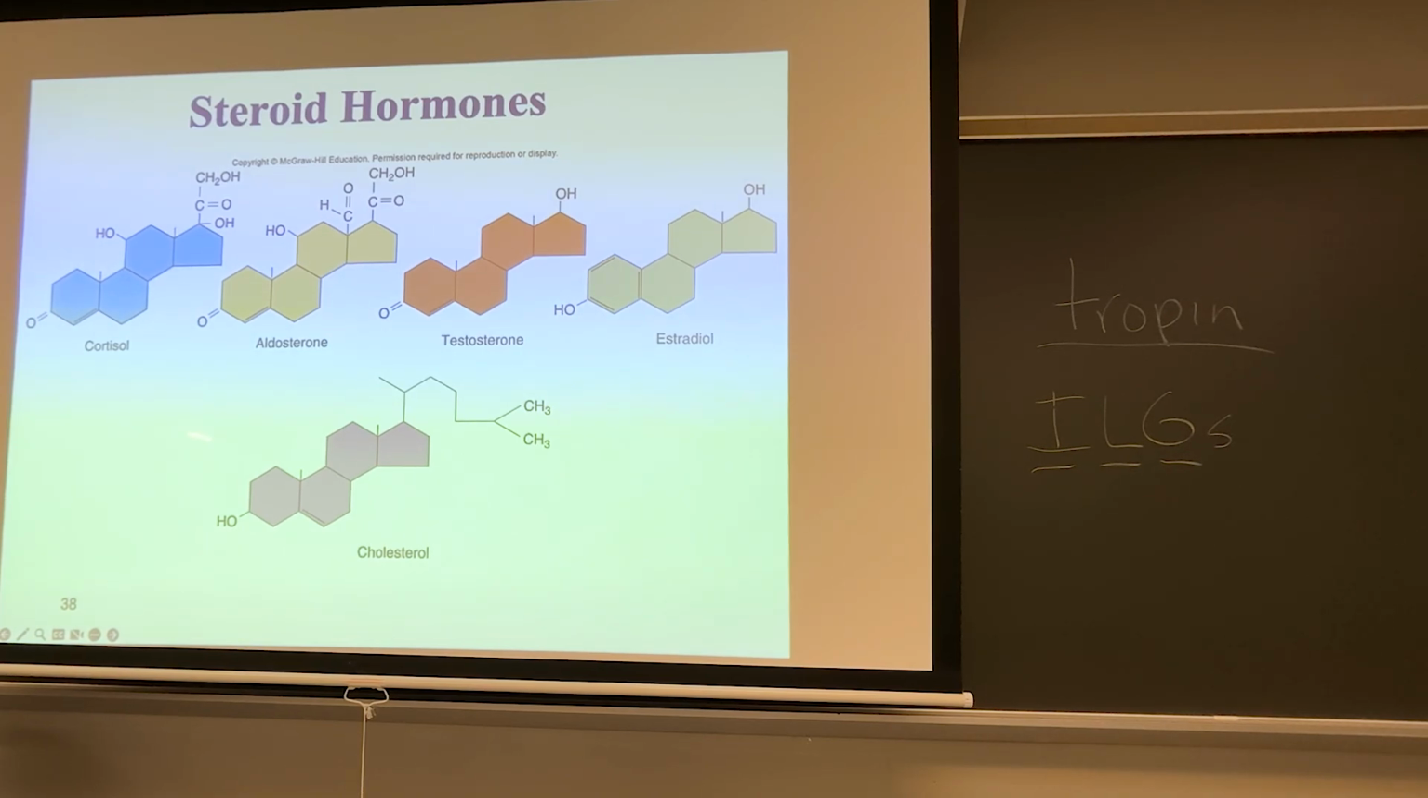And here are some of the more common steroids: cortisol, aldosterone, testosterone, estradiol. Look at these two again. My gosh, isn't it amazing? Those hormones look really similar, but boy, do they cause very dramatic differences.